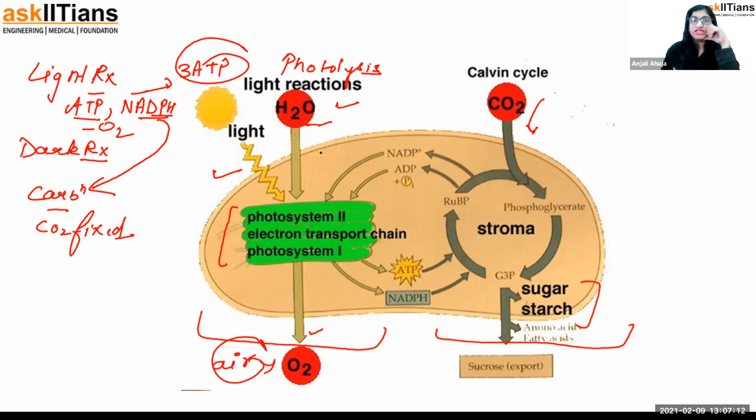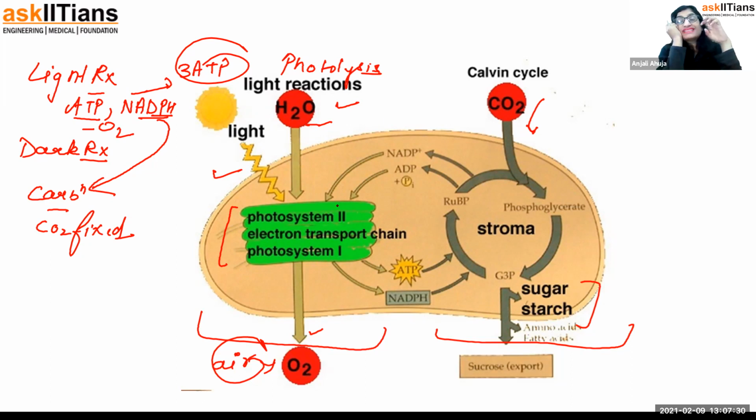Now, in the light reaction, in the thylakoid, many pigments are present. You know, chlorophyll is further of many types: chlorophyll A, chlorophyll B, chlorophyll C. Other than that, there are so many pigments present in the plant, xanthophyll, carotenoids, all those things.